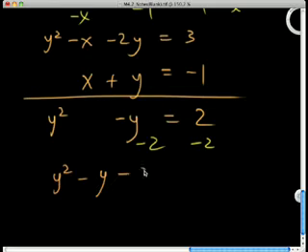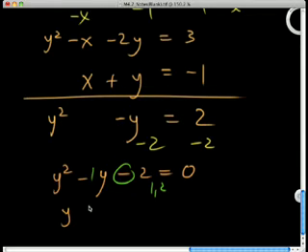Y squared minus y minus 2 equals 0. And I think this is factorable. Factors of 2 are 1 and 2. Do any of those subtract to be 1? Yes, wonderful. As a matter of fact, 1 and 2 subtract to be 1. So I'll have a y with a 1, a y with a 2, equals 0.